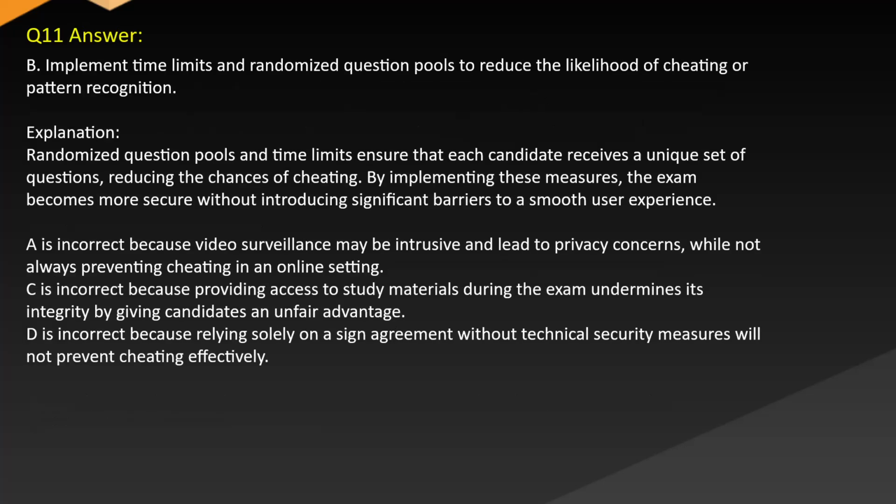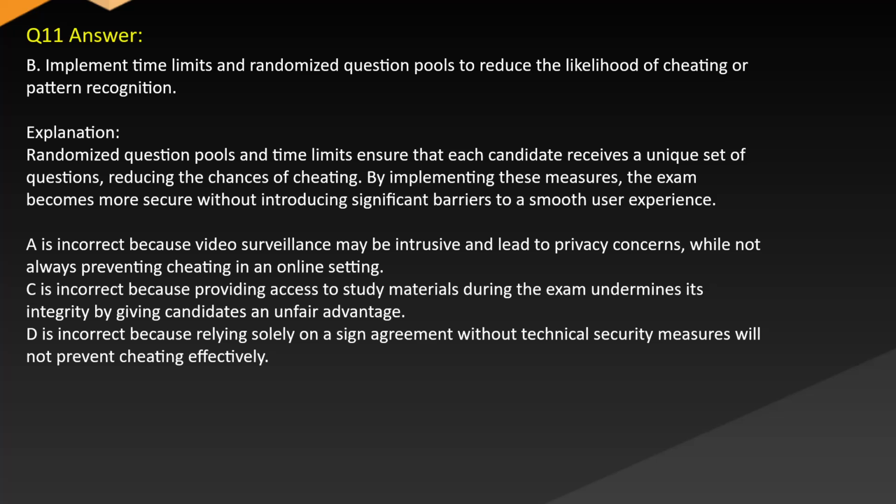Answer B. Implement time limits and randomized question pools to reduce the likelihood of cheating or pattern recognition. Explanation: randomized question pools and time limits ensure that each candidate receives a unique set of questions, reducing the chances of cheating. By implementing these measures, the exam becomes more secure without introducing significant barriers to a smooth user experience.